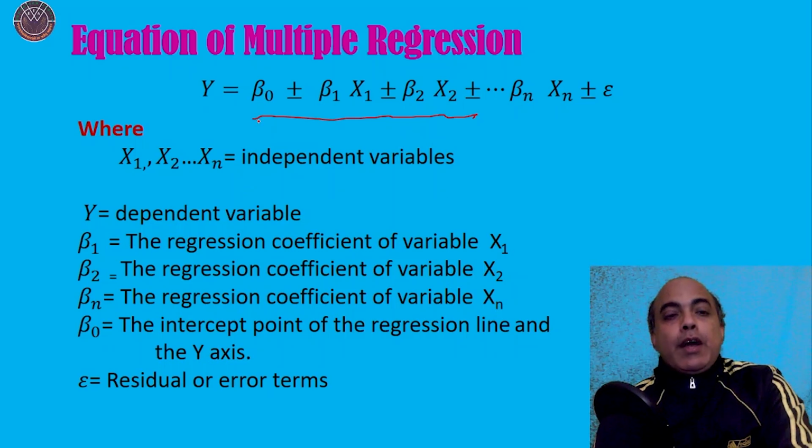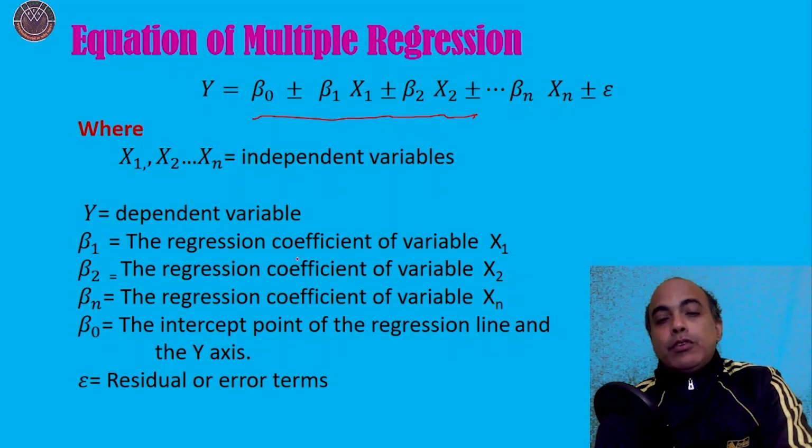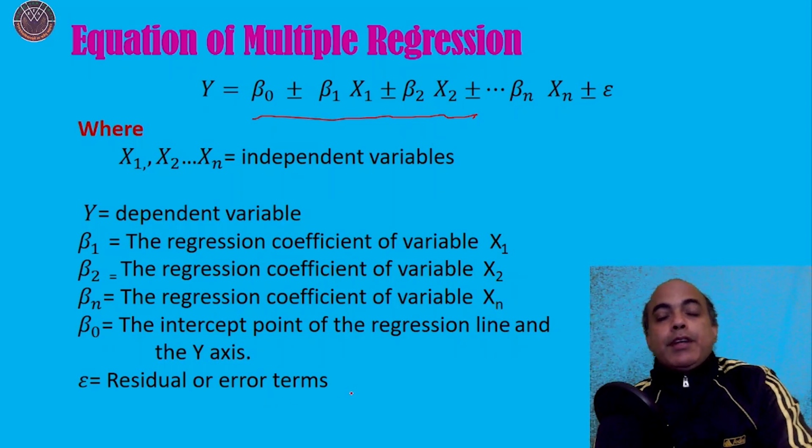You can see here y is the dependent variable, for which we are obtaining a multiple regression equation. Beta 1, beta 2, up to beta n are the regression coefficients. Beta 1 is the regression coefficient of x1, beta 2 the regression coefficient of x2, beta n the regression coefficient of xn. Beta 0 is the intercept point of the regression line on the y-axis, and epsilon is the residual or error term. So this is the simple understanding of the multiple regression equation.